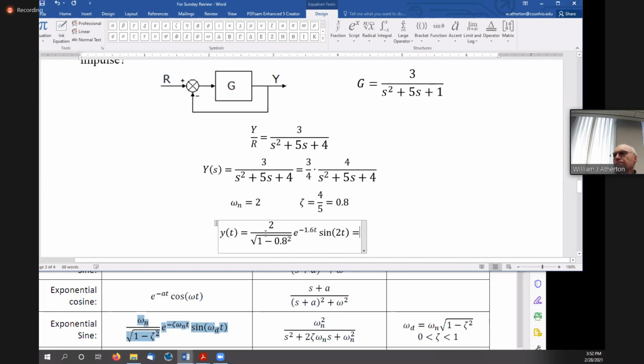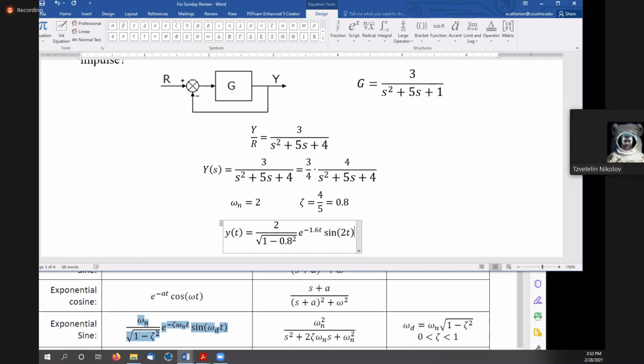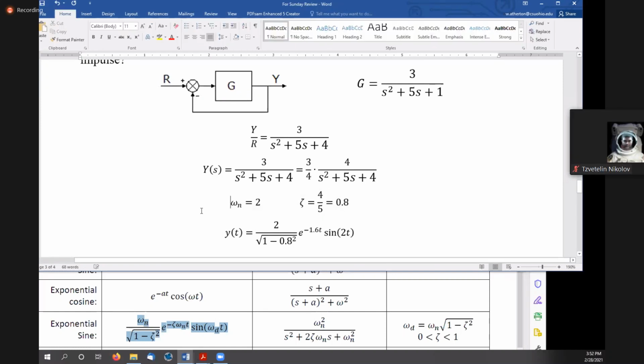So you can clean this up. 0.8 squared is what, 0.64? 1 minus 0.64 is 0.36, which sounds like 6 squared over 100. Anyway, you can clean this up some more. Put this as a decimal, and you're good to go. Any questions? No. All right, piece of cake, huh?